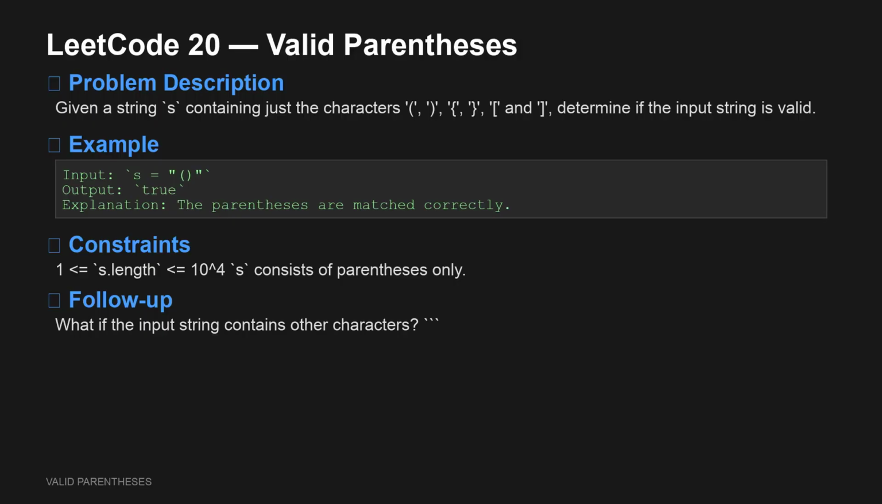In this problem, we are tasked with determining the validity of a string composed exclusively of the characters. A string is considered valid if every opening bracket has a corresponding closing bracket in the correct order. Notably, the constraints specify that the length of the string must range from 1 to 10,000 characters, and it can only contain the aforementioned bracket types. These constraints guide our approach to implementing an efficient solution.